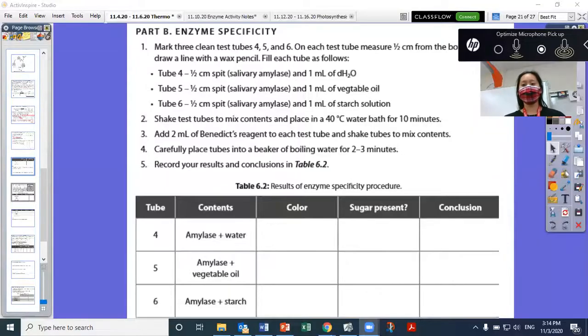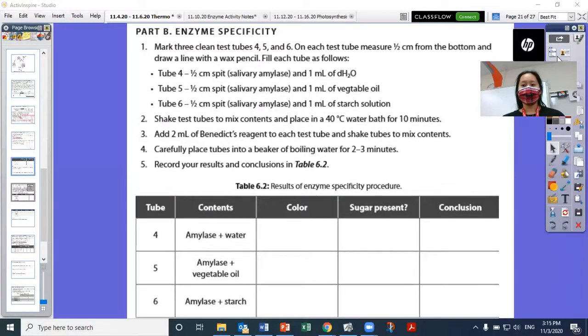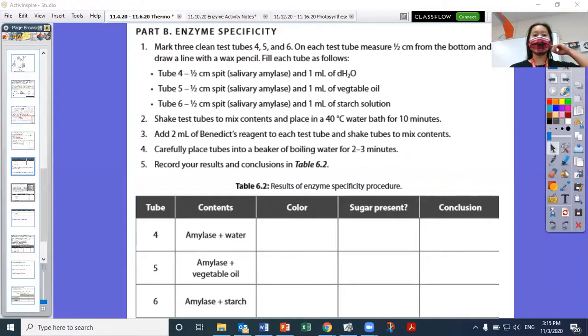All right, so we're going to collect data on part 2, part 3, and part 4 of the procedure of the enzyme lab. So the first one that we're going to go over today, after we already did the positive and negative controls before, is the enzyme specificity procedure. And so let me screen share so you can see it. And as you can see, part B is enzyme specificity.